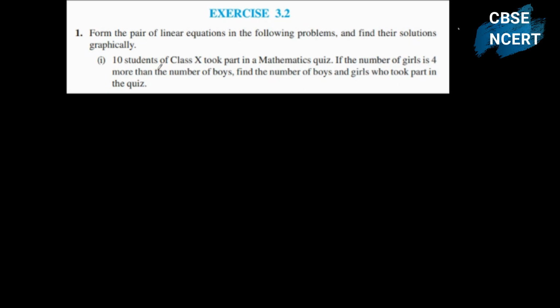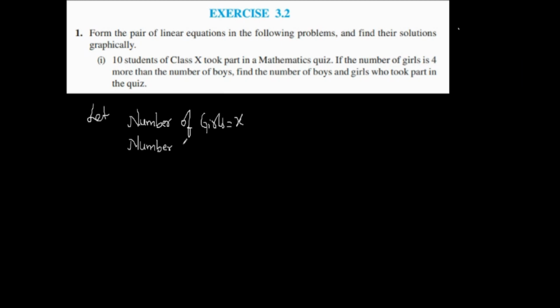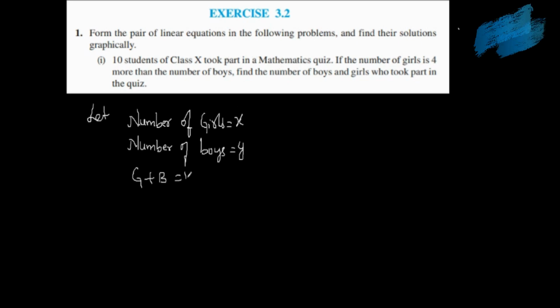Let's start. 10 students of class 10 took part in a mathematics quiz. So we don't know the number of boys and girls. Let us assume the number of girls as x. The number of girls we don't know, so I am assuming x, and we will represent the number of boys with y, the unknown quantity. So the number of girls is x, the number of boys is y. 10 students took part in the quiz, so girls plus boys together make 10 students.